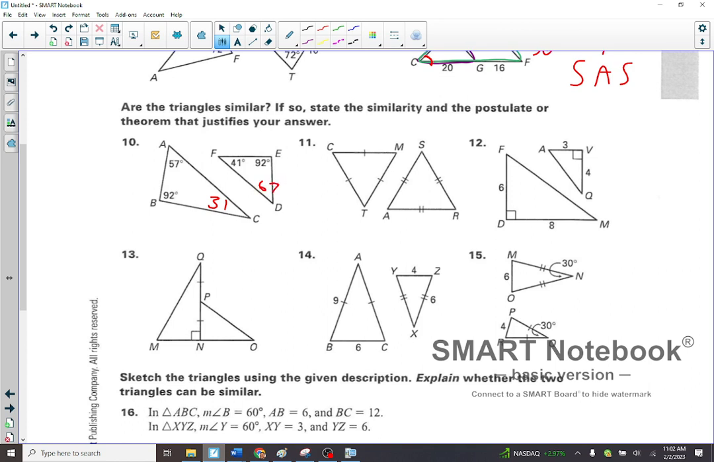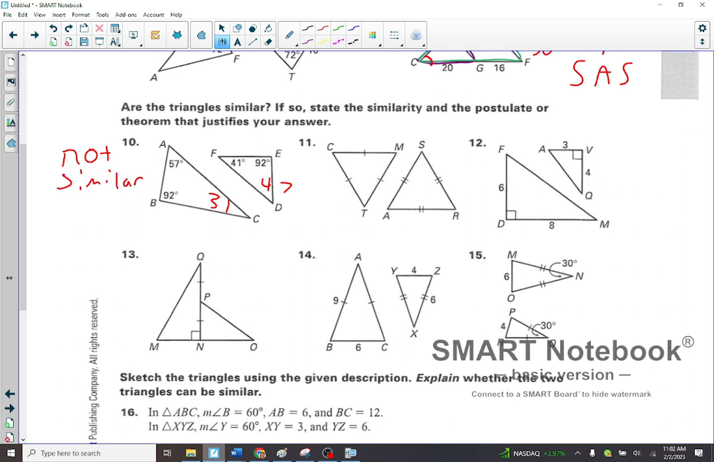67. How is it 67? No, it's not 67. It's 57. 92 plus 41 is 133. Wait, no, it's 47. I'm trying to figure out how much is left in 180. Yes. So this one should be 31, this should be 47. Similar. Not similar.